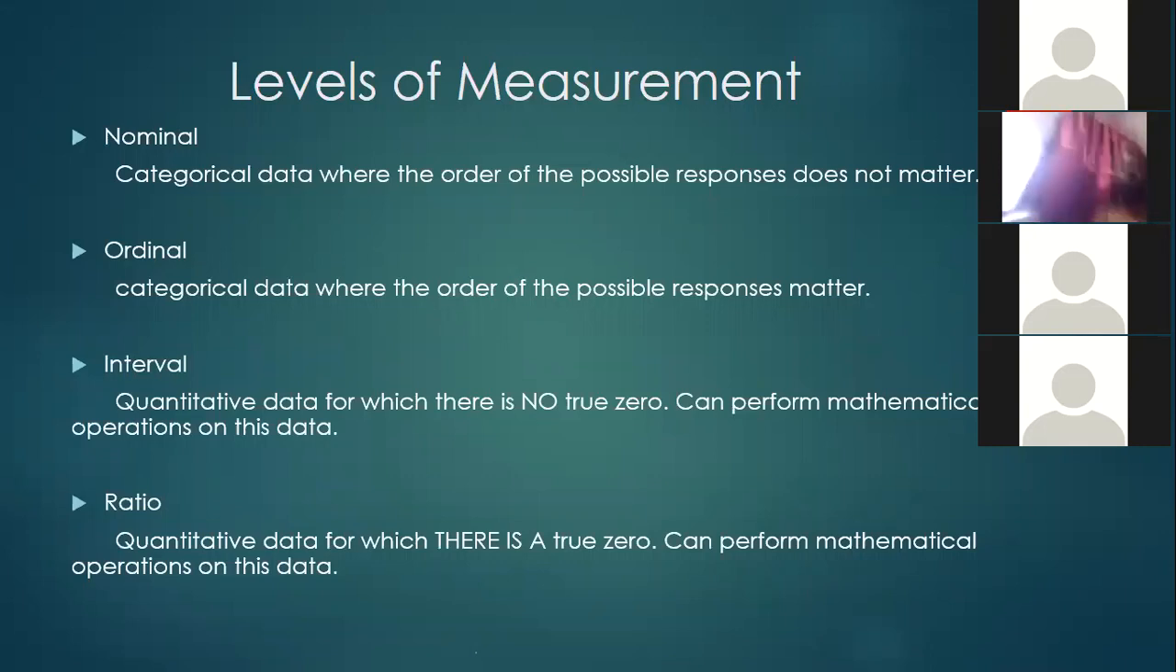Nominal is basically you're just grouping things. If I ask you what type of car, the order doesn't matter. You either have an Audi or a Note or a Toyota or something like that, and that's nominal because the order doesn't matter.